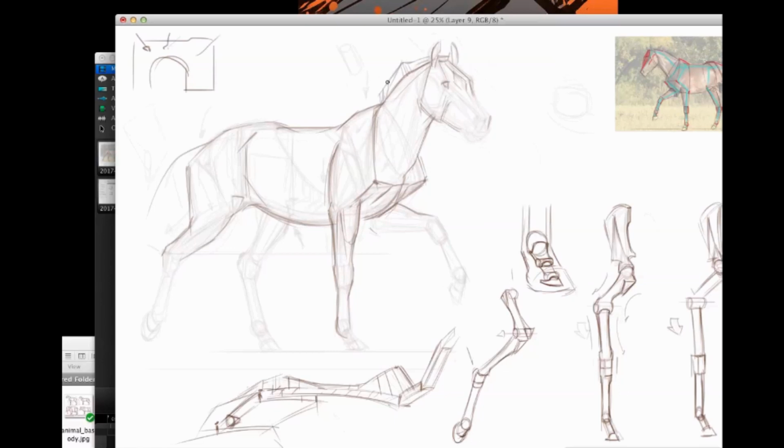Here I'll just generally keep it pretty simple. Depending on what type of horse you have, generally the hair will extend all the way down to the thorax crest.